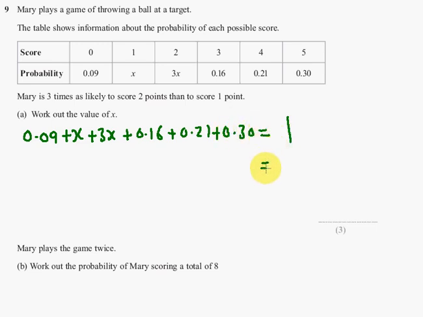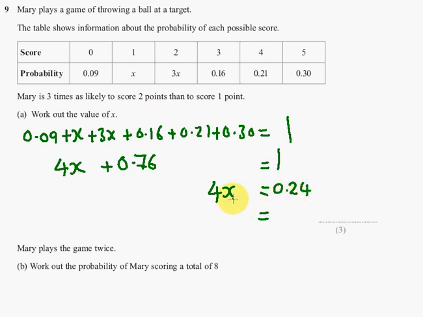Okay, now let's tidy that up and collect the like terms. So you've got 4x, and if we add 0.09, add 0.16, add 0.21, add 0.3, we get 0.76. Okay, so we have 4x plus 0.76 equals 1. Now, we need to take away 0.76 from both sides, so that leaves us with 4x on the left. 1 take away 0.76 then is 0.24.